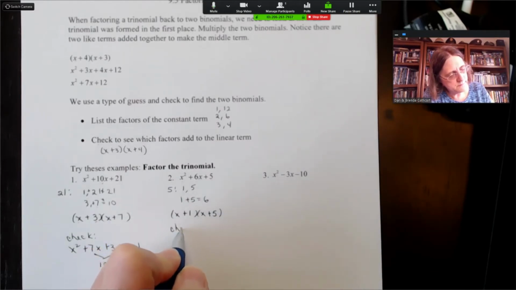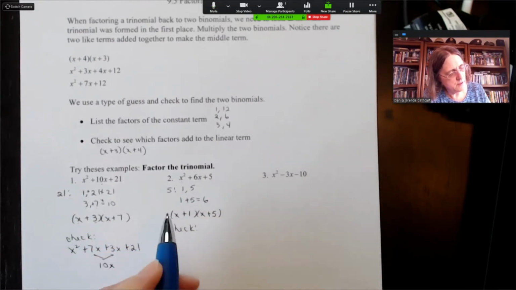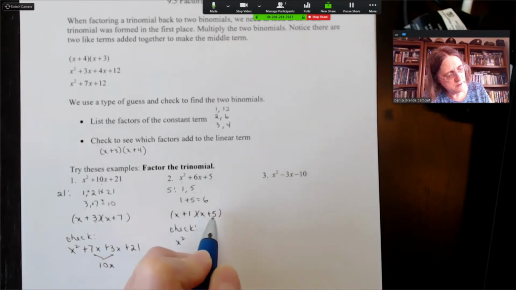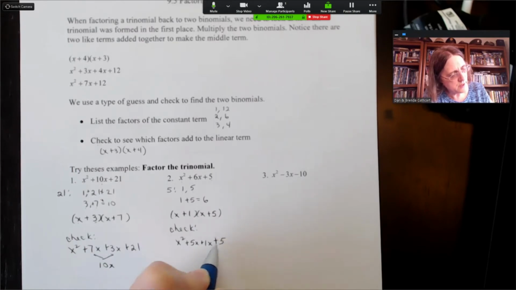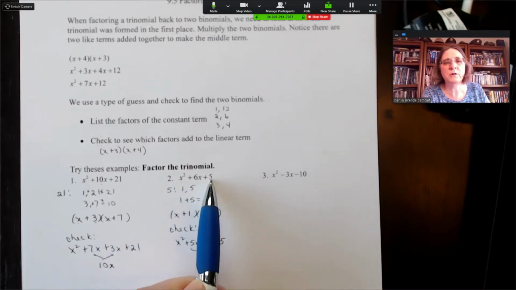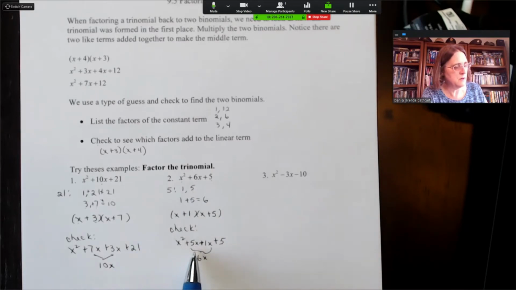Let's do a check. First, x times x is x squared. Outer, x times 5 is 5x. Inner, 1 times x is 1x, and last, 1 times 5 is 5. So x squared, adding these two terms together, gives us 6x plus 5. We have the trinomial that we want, x squared plus 6x plus 5.